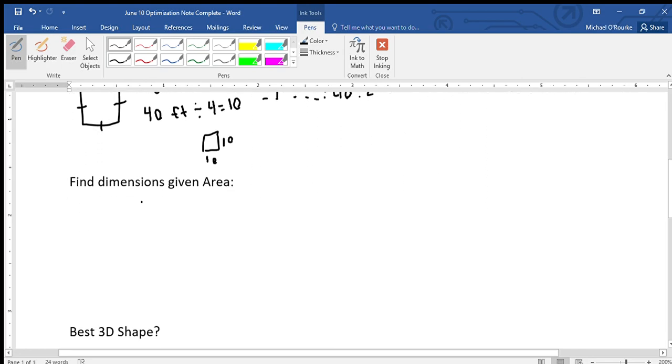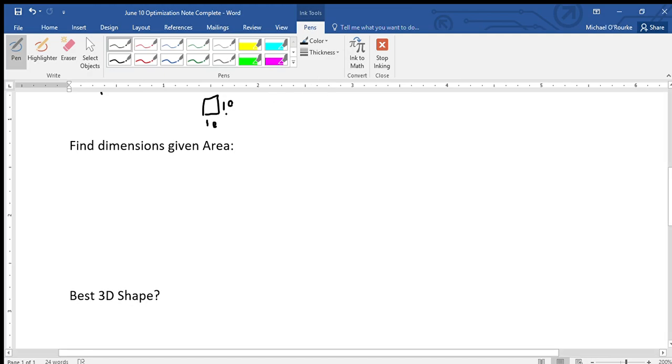Now, what if I gave you an area? What if I told you I need an area of 144 meters squared? What's my best dimensions? How are we going to find that? I think we did this already, but just in case we forgot. Well, if you think about it, area equals length times width.